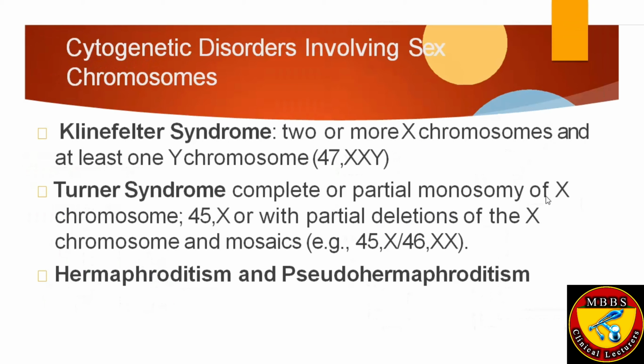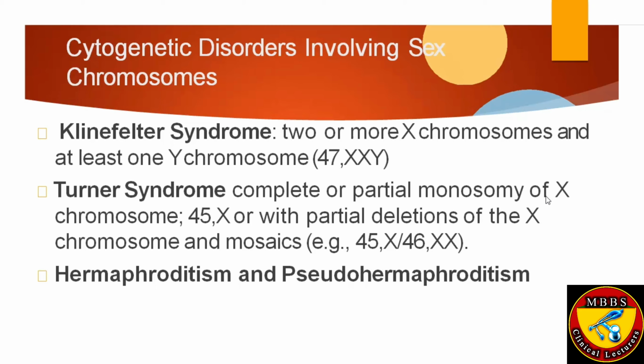Cytogenetic disorders involving a sex chromosome: as I told you, 22 are the autosomal chromosomes and the 23rd is a sex chromosome, either X or Y. They involve Klinefelter syndrome, with two or more X chromosomes and at least one Y chromosome, like 47,XXY. Turner syndrome is complete or partial monosomy of the X chromosome, either 45,X or with partial deletion of the X chromosome, and mosaicism, that is 45,X and 46,XX.